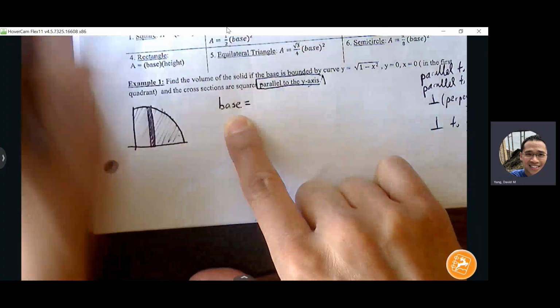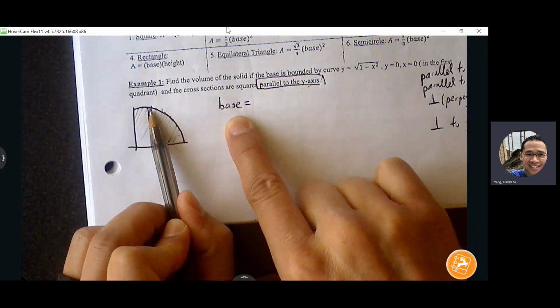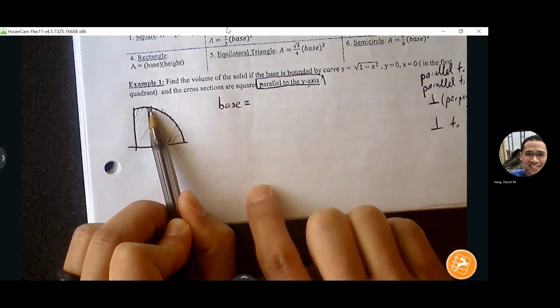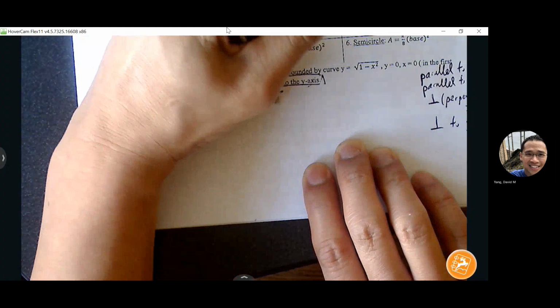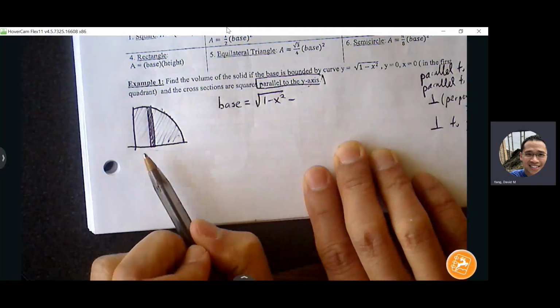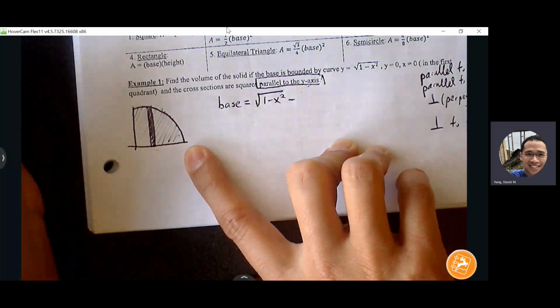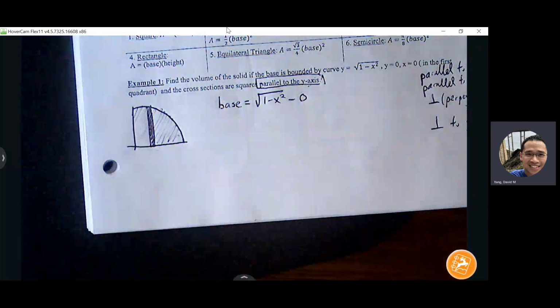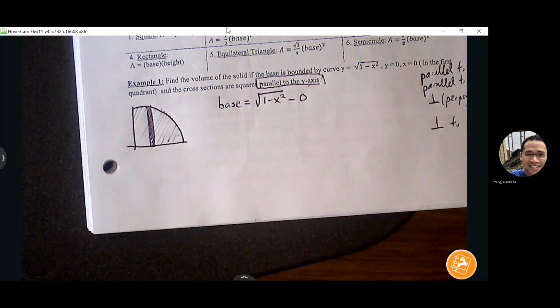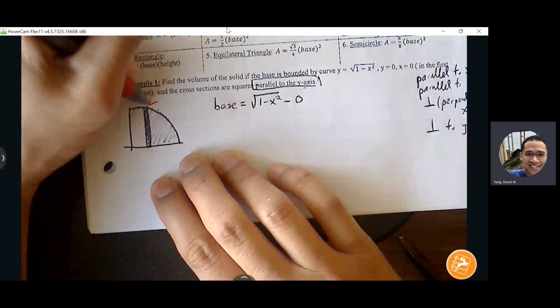So top minus bottom, the top is sitting on what? Yeah, the square root of 1 minus x squared. Minus, and the bottom is sitting on the y equals 0, right? Okay. Okay, let me just show these formulas that we're using here.